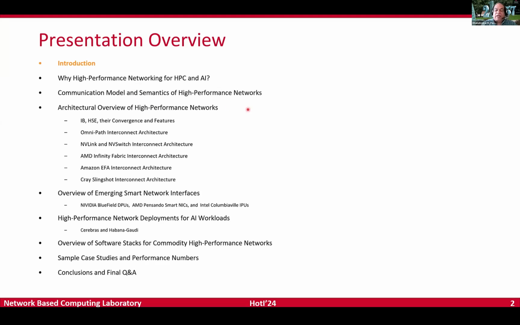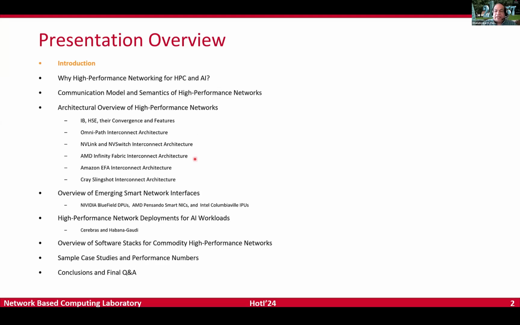We'll start with the communication model and semantics of high performance networks. And then after that, we'll start with InfiniBand and high-speed Ethernet. That is the common networking technology used on many systems. And then gradually we'll compare and contrast with Omni-Path, NVLink, AMD Infinity Fabric, Amazon EFA, then Slingshot. Then we'll be going into a little bit about the smart NICs, which are more like the DPUs, IPUs, and what can be done there. And then we'll come back and take a look at some dedicated AI chips like Cerebras, Habana Gaudi.